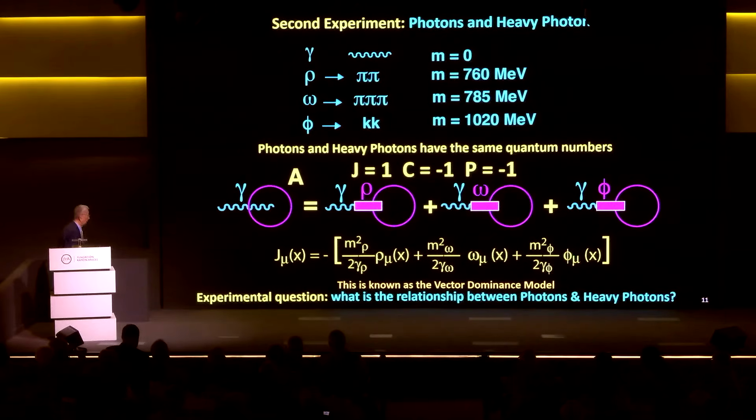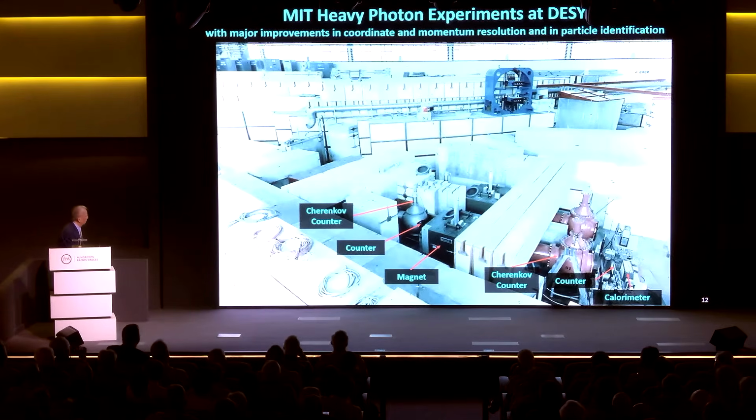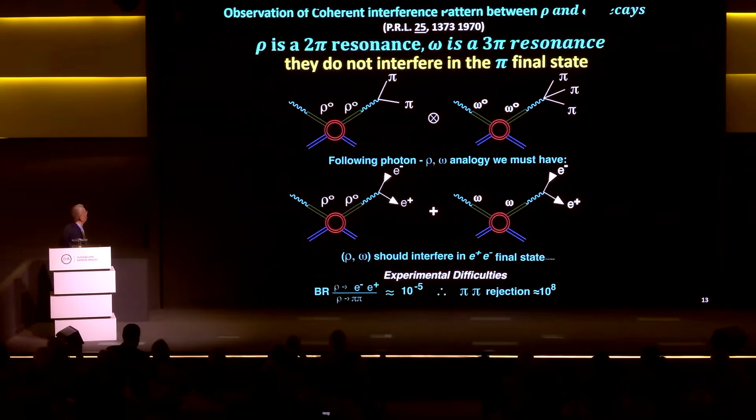The experimental question is, so this is theory. What is the experimental relation? To do this experiment, I moved to MIT and used the same detector, but greatly improved its magnetic strength and detector capability. So the first experiment you ask is: rho is a 2 pi resonance, omega is a 3 pi resonance, and therefore they do not interfere with each other.